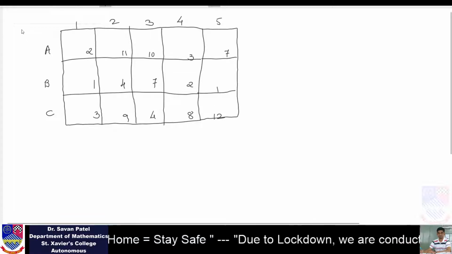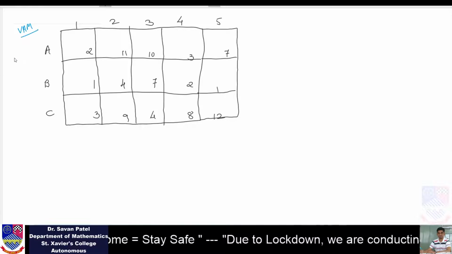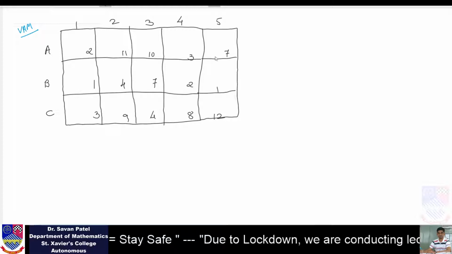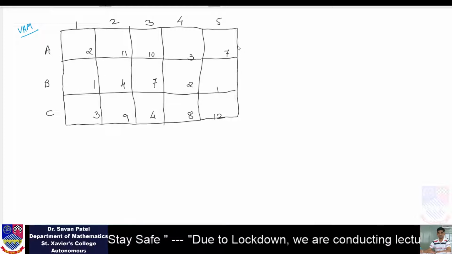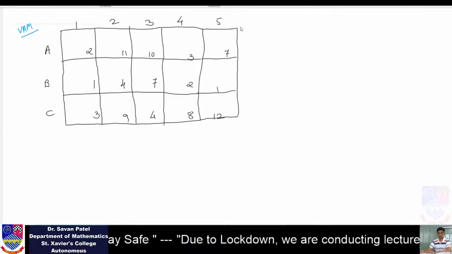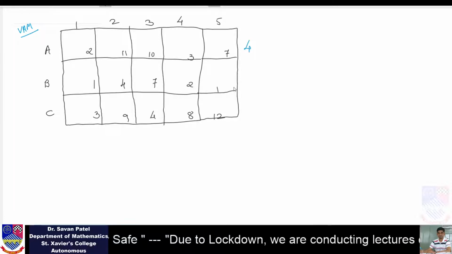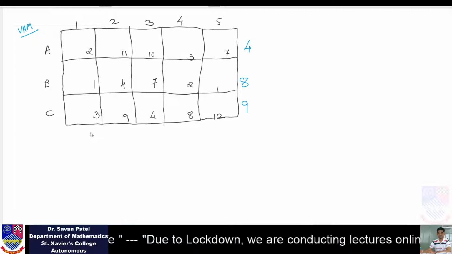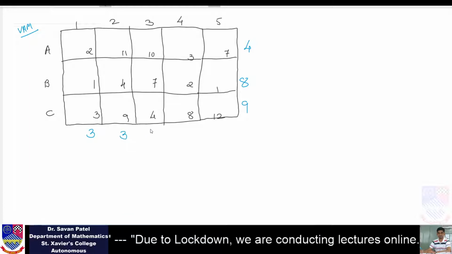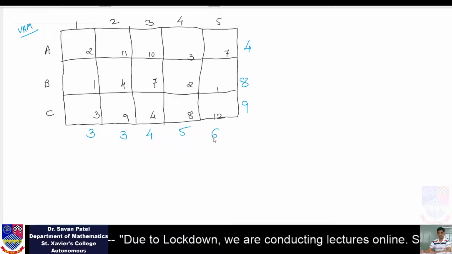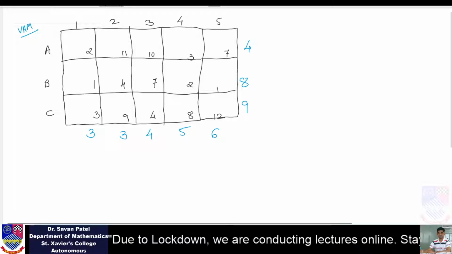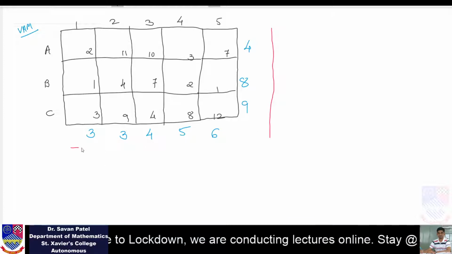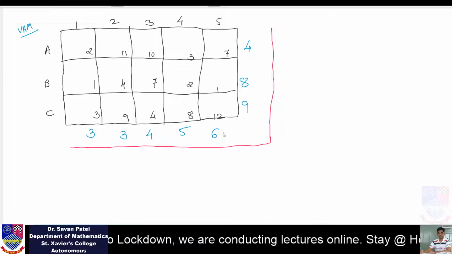Now I will first of all apply Vogel's approximation method to get the initial basic feasible solution, which is the closest to our optimal solution as we have seen in previous cases. First of all, I am writing the demands and supplies. So supplies are 4, 8, and 9. Here the demands are 3, 3, 4, 5, and 6. Okay, so I am now starting with Vogel's approximation method to get the initial basic feasible solution.